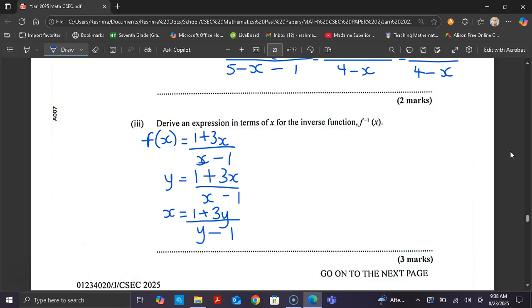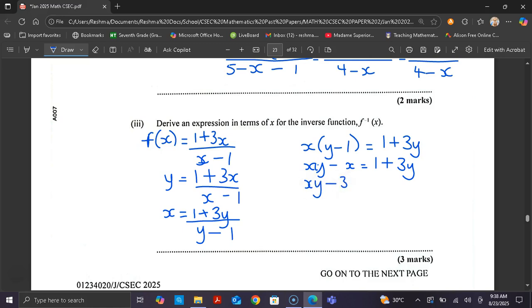So I'm going to multiply both sides by y minus 1. Then I'm going to expand my brackets on the left-hand side. So remember, we're trying to make y the subject of the formula. So we're going to bring all our terms with y on the same side. I'm going to bring everything on the left-hand side. So I'm going to move the 3y to the left, so it becomes minus 3y. And then the x from the left-hand side, I'm going to bring it across on the right-hand side, so it becomes plus x.